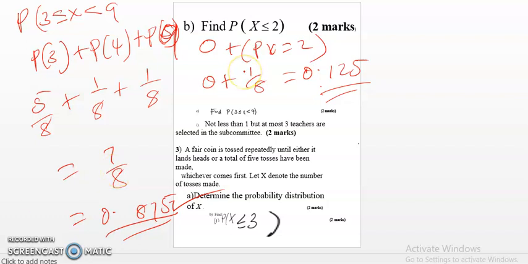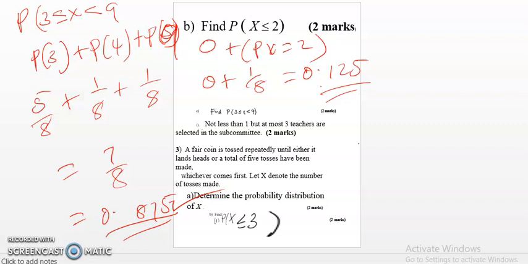So we can now try to see the next question. In the next video, we shall continue with the second question, where we shall evaluate a fair coin that is tossed repeatedly until either a head lands or a total of 5 tosses have been made. So watch the next video and you will find that very easy.